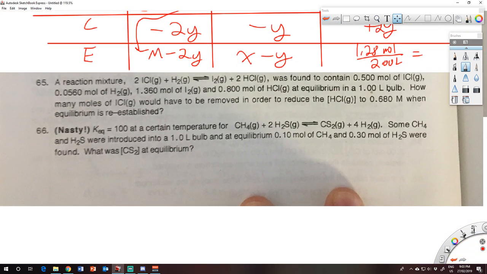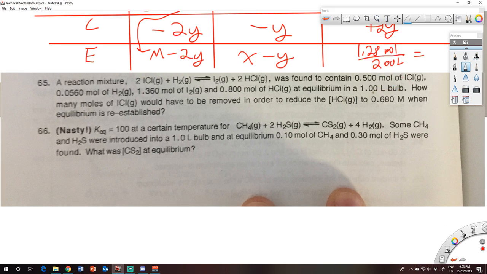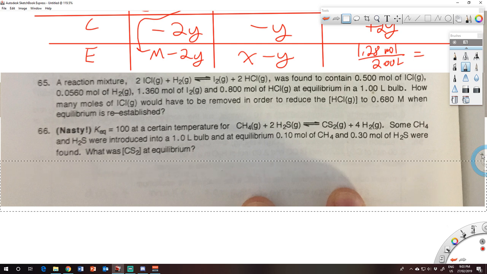Alright, 65. Reaction mixture as follows, found to contain some, is that ICl? Yeah, it must be ICl. Moles. How many moles of ICl would have to be removed in order to reduce the concentration? So 65 is pretty much the same as 59. Alright, that leaves us with this last one, the nasty one.